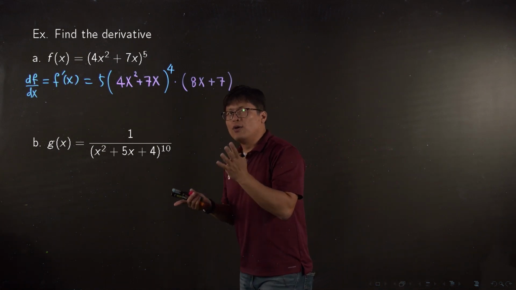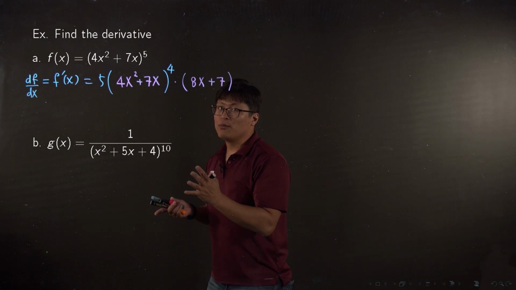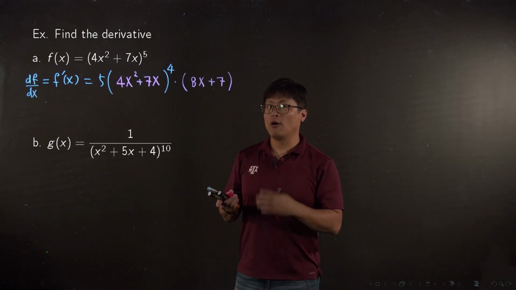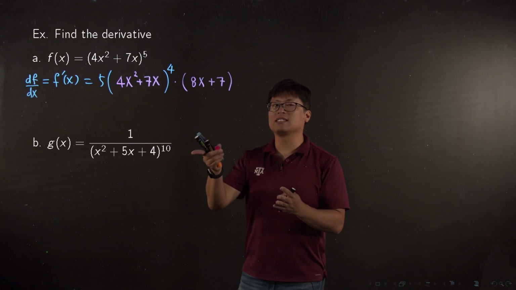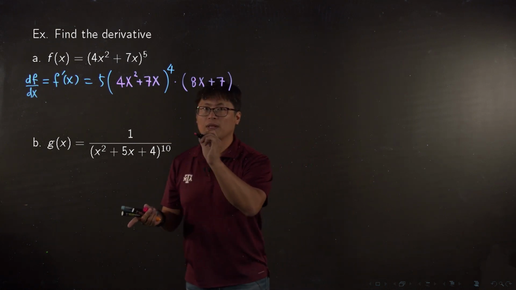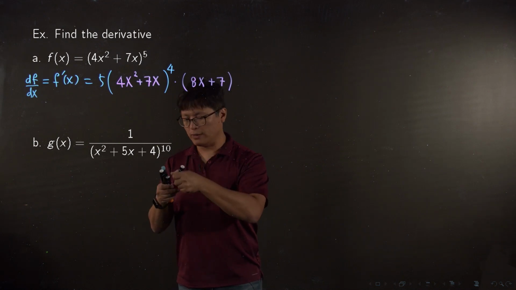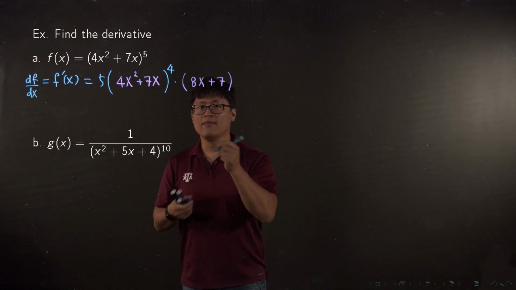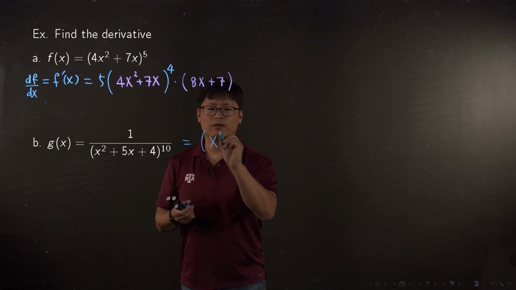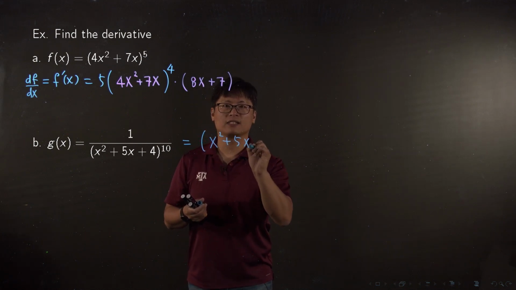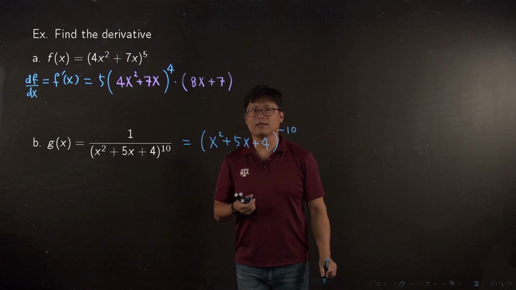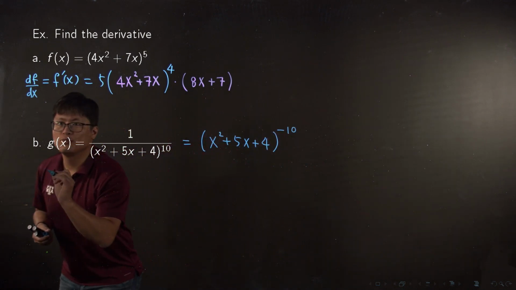And what about b? Well, we would like to use the quotient rule, but I don't want to do the quotient rule. How can I do it? If you write this as a negative power, it is a simple chain rule, right? Here we go. Let me rewrite this guy with a negative power, okay? It is equal to (x squared plus 5x plus 4) to the negative 10. Is that clear?